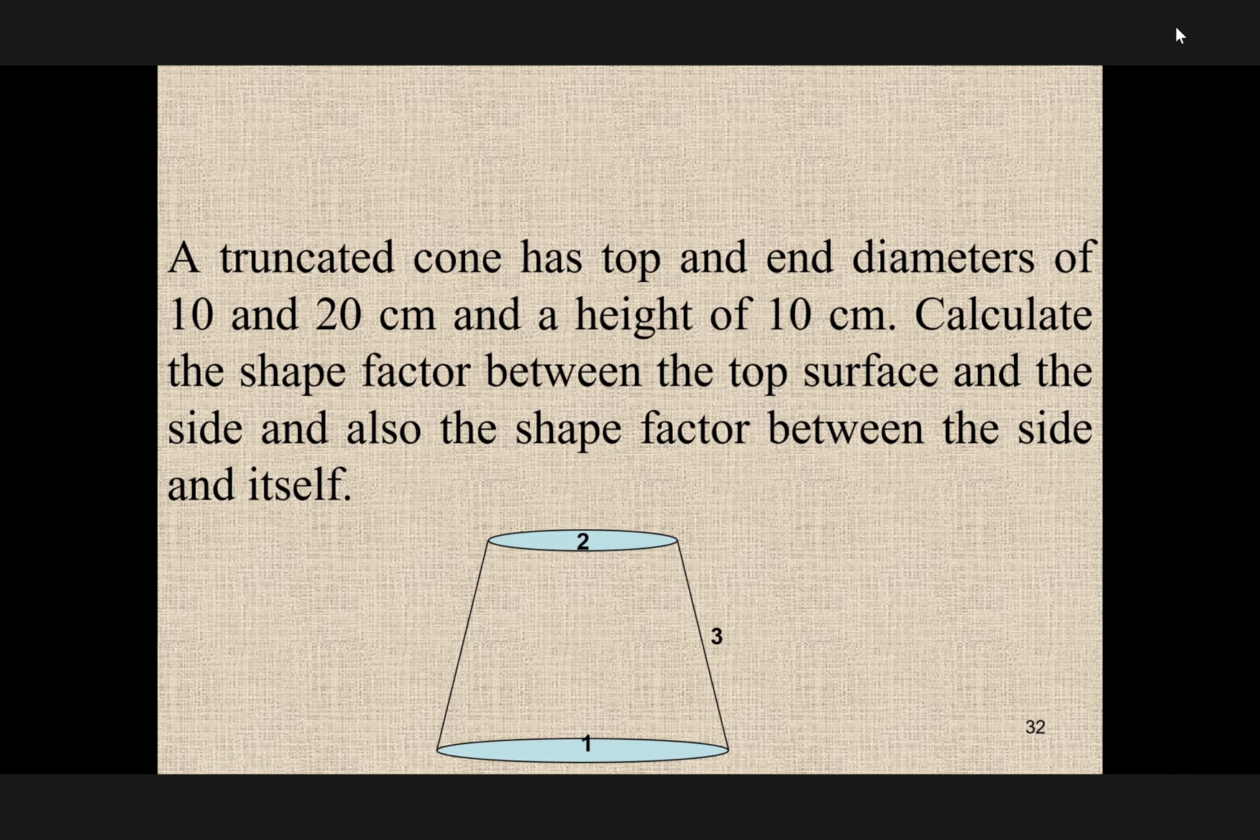So then we can find... We do not know F3 to 2. We do not know F3 to 1. And we do not know F3 to 3. If I write the summation rule, it mentions F3 to 1 plus F3 to 2 plus F3 to 3 is equal to 1. Yes. I do not know 1 to 3. I do not know 2 to 3.